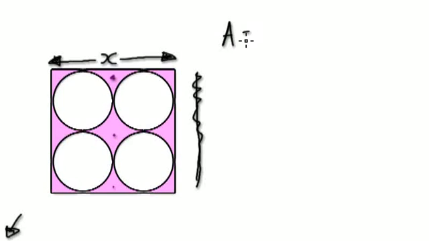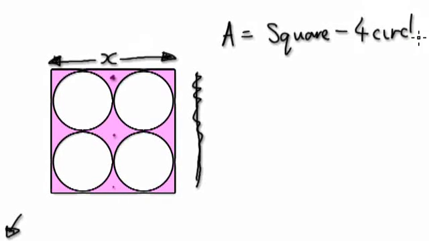Okay, so the area of the big bit is really the area of the square, take away 4 circles. If you want to know the area of the shaded bit, it would be square, take away 4 circles. Well, let's forget about the plural for the time being. The area of the square would be x here times x down here, so it would be x squared.